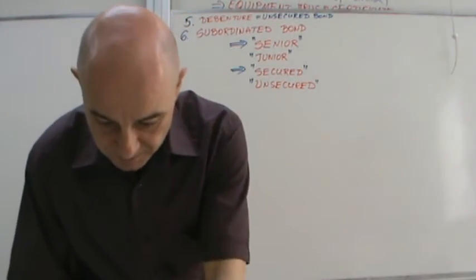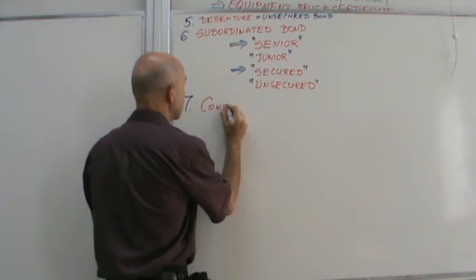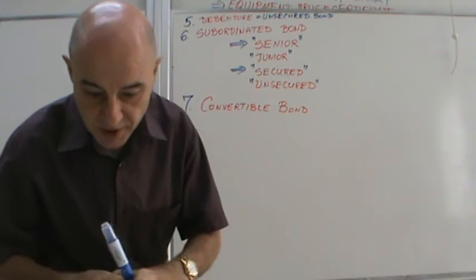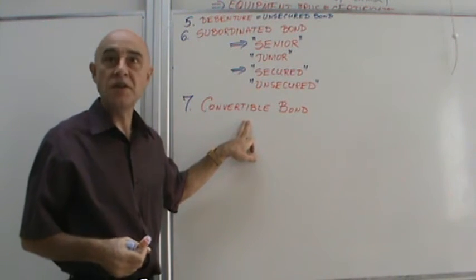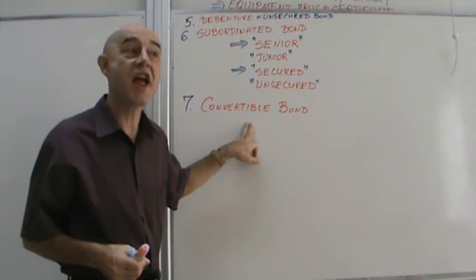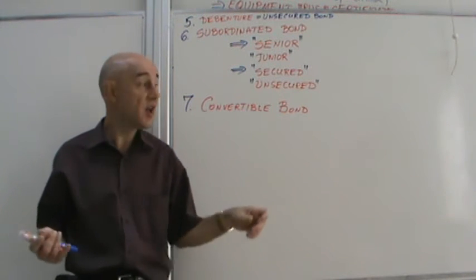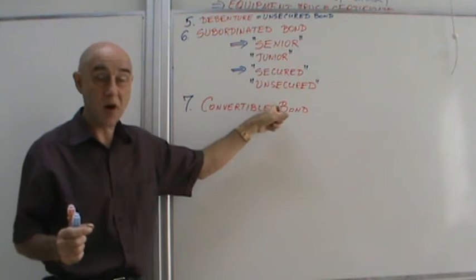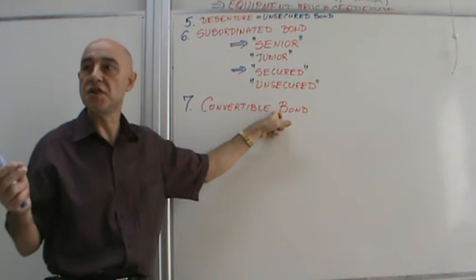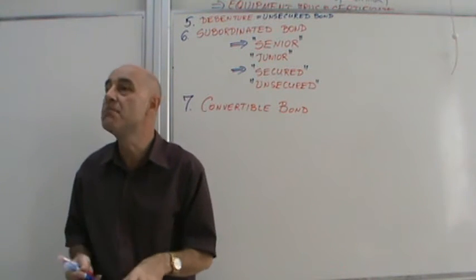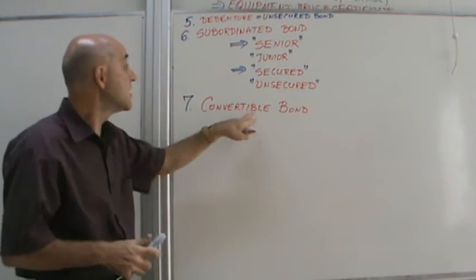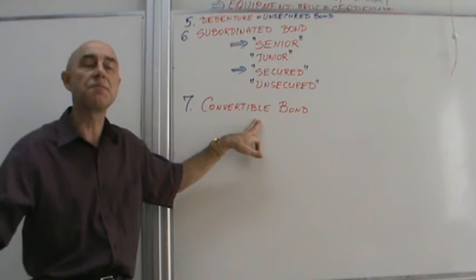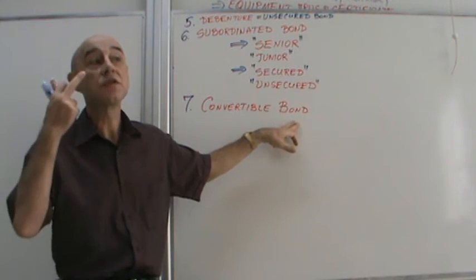Back to number seven, convertible. A convertible bond is a bond that may be converted to, we say, exchanged for another security of the issuer. Now, that's the correct, precise definition: a bond that can be exchanged for another security of the issuer. Now, there's a special case. The most common of all will be that it's convertible to stock. So it may be convertible to any other security, but 90 or 99% of the time, it's convertible to stock.